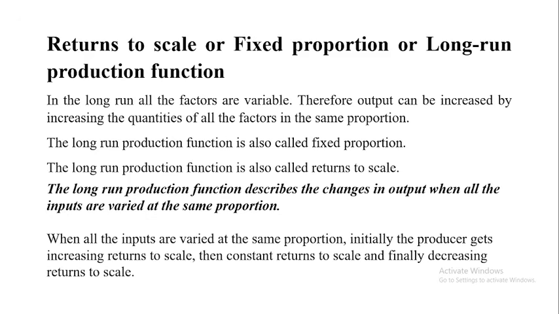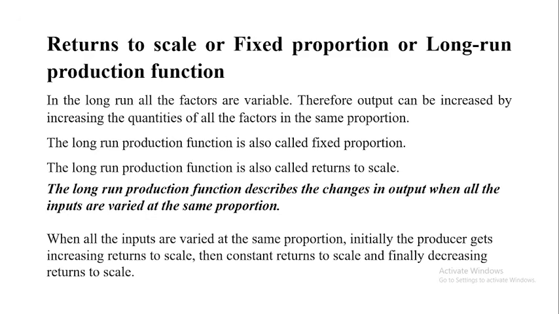So here also there are three different returns to scale. That means when you start production, you will be getting increasing returns to scale. When you expand your production, after some time you will get constant returns to scale. And finally, you will be getting decreasing returns to scale. So what is increasing returns to scale, constant returns to scale, and decreasing returns to scale? One by one we have to analyze.